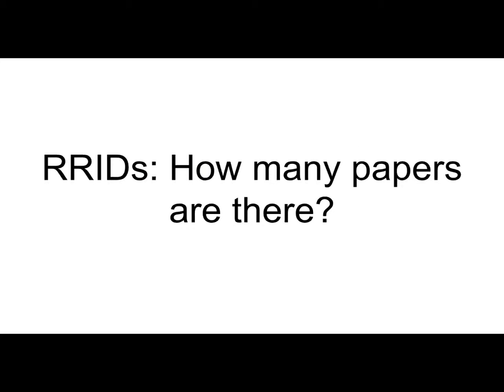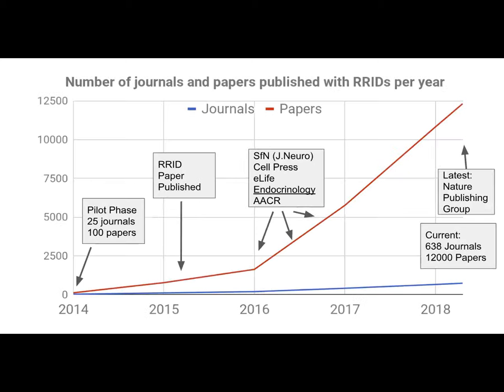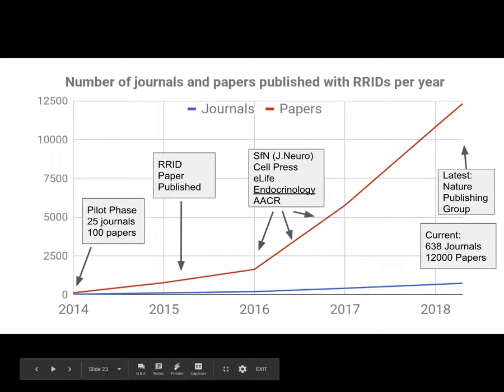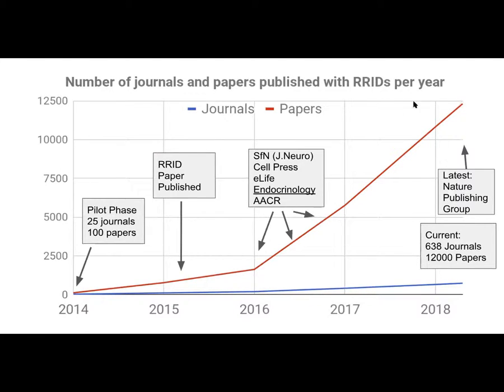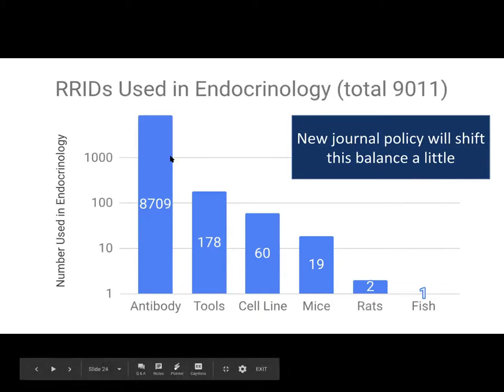Okay. So let's take a look at how many papers in total there are already using the RRIDs. This is a graph I like to show, and it really shows where the project started with 100 papers at the end of 2014. And in 2018, we're at about 12,000 papers. And importantly, Endocrinology was one of the journals that joined in late 2016. And we'll take a look at the RRIDs actually used in Endocrinology.